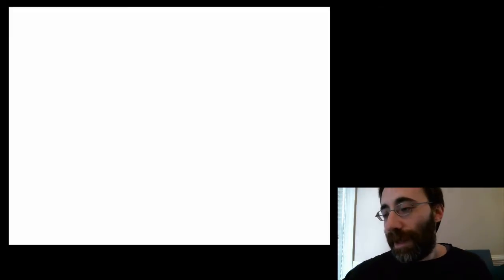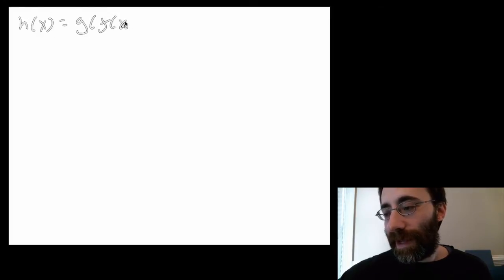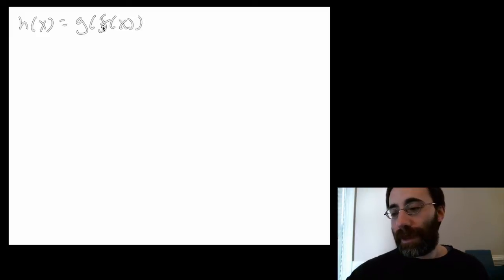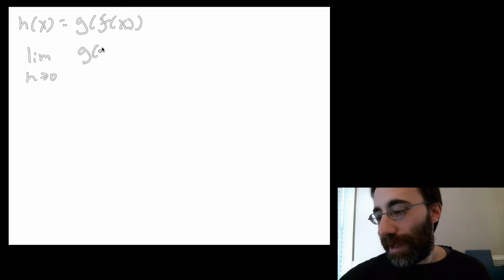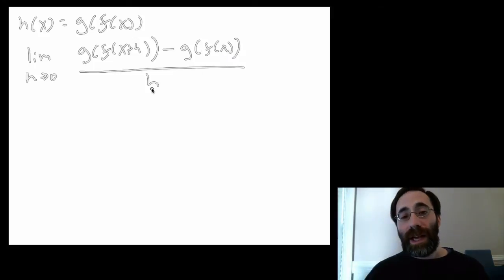chain rule. Now, if we want to differentiate the function h, where h equals g of f of x, we can do it in the exact same way we normally do. So, the limit as h goes to 0 of g of f of x plus h minus g of f of x divided by h is the derivative of h. How do we know that?